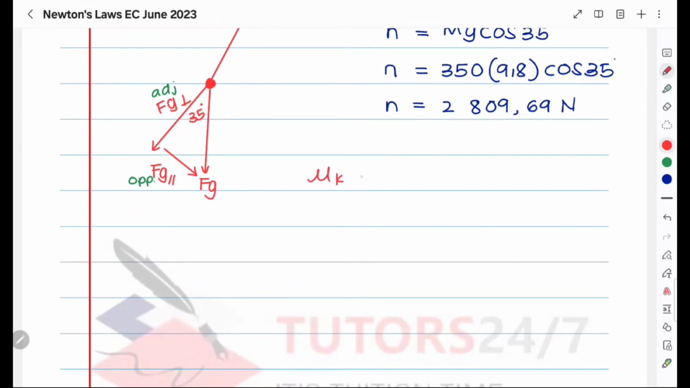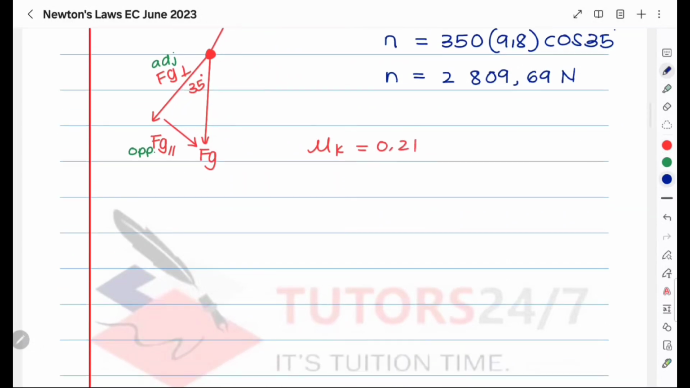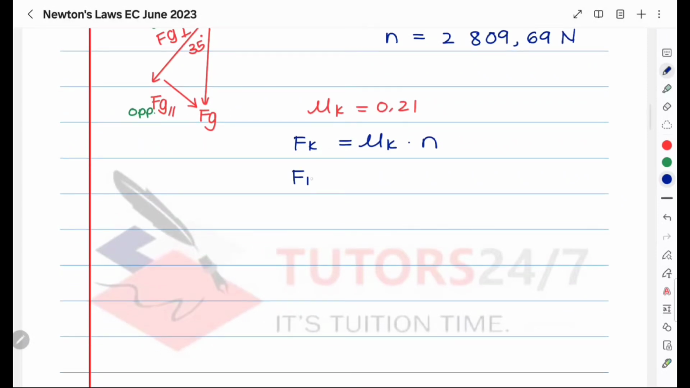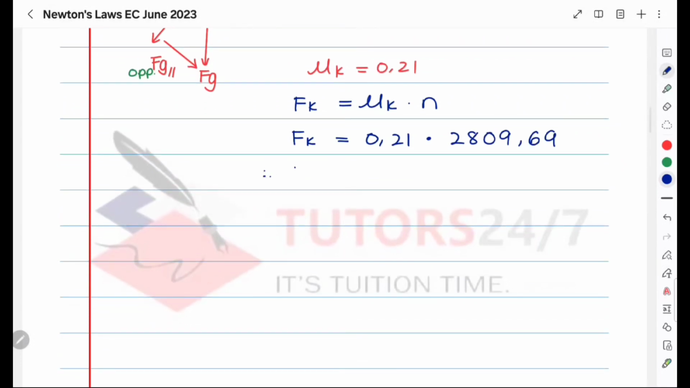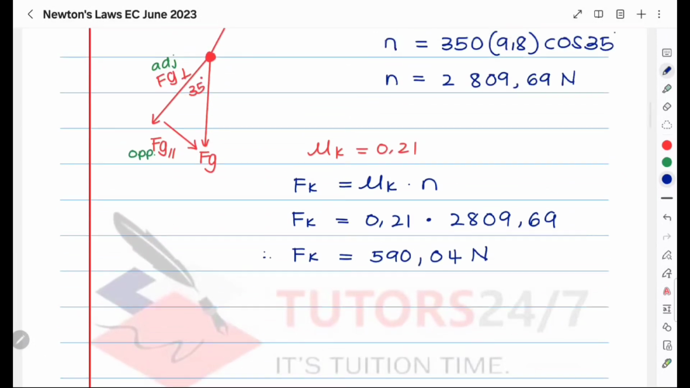So we know the coefficient of kinetic friction was given as 0.21, and we've just calculated normal force. So Fk is equal to the coefficient of kinetic friction times normal force. We can substitute, put this into our calculator, and we therefore have kinetic friction as equal to 590.04 newtons. So that is it.